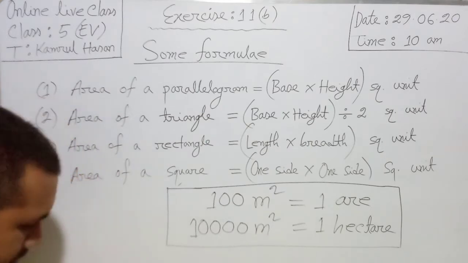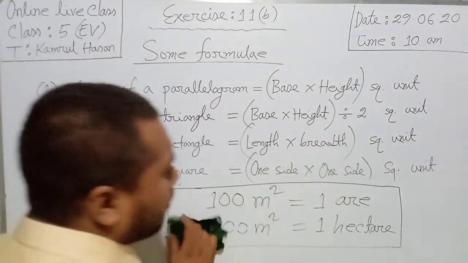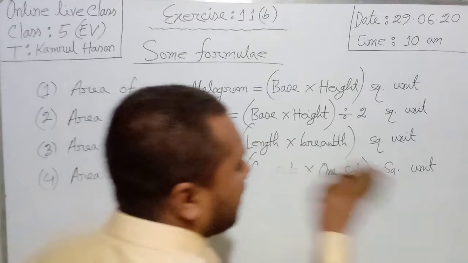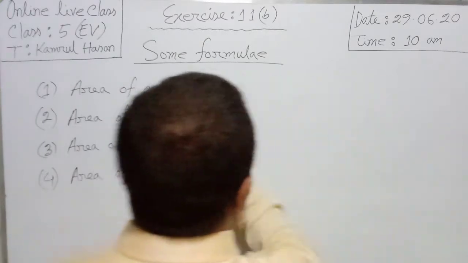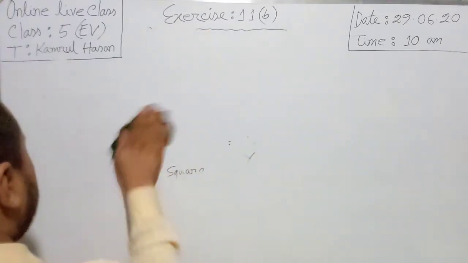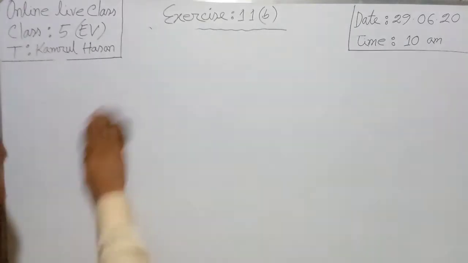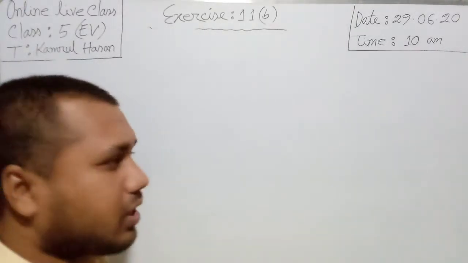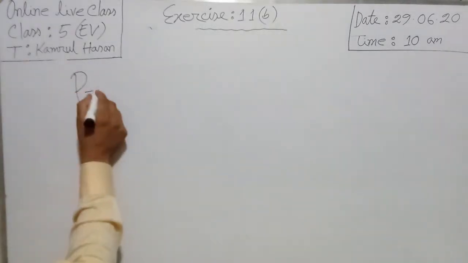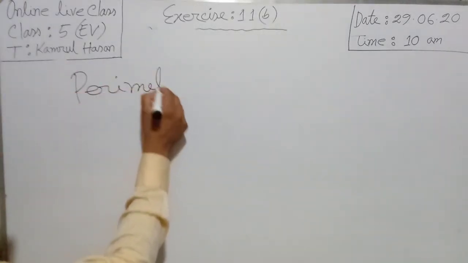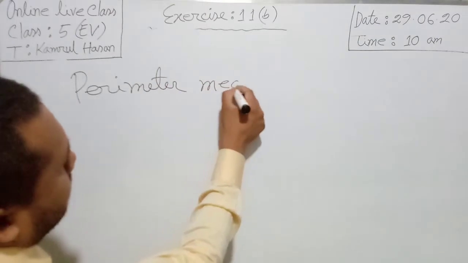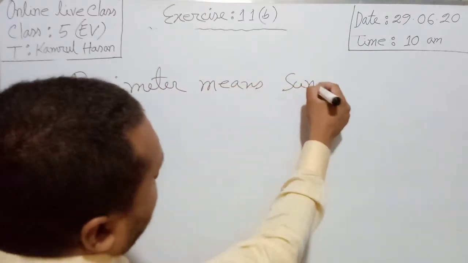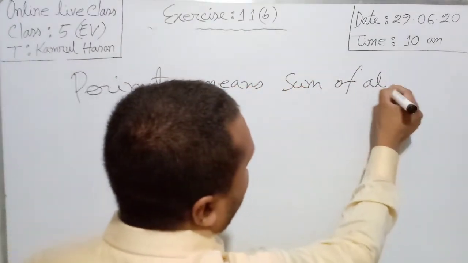So dear students, now another topic, perimeter. Now dear students, what is the perimeter? Perimeter means sum of all sides. This is the shortcut we can say. Perimeter means sum of all sides.